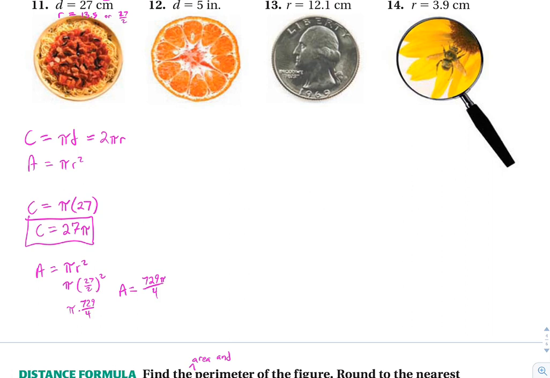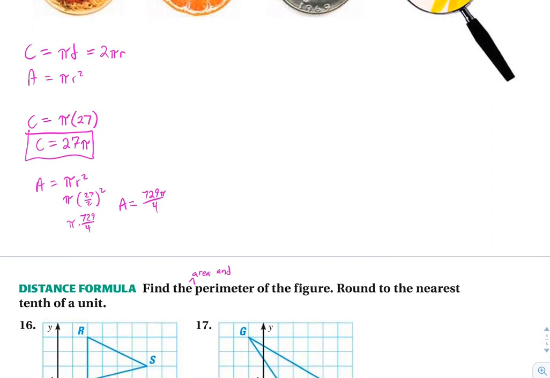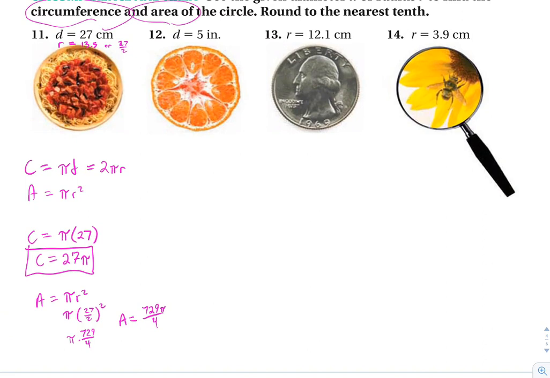All right, so I'll just do a few more here because I'm running out of time. I could do more here, but they're all the same.